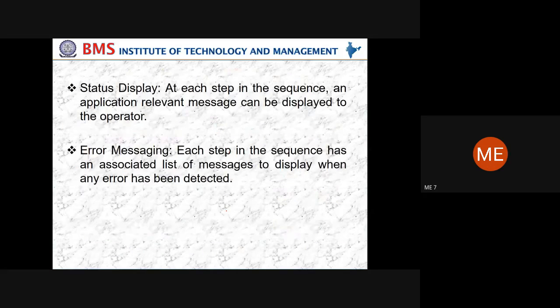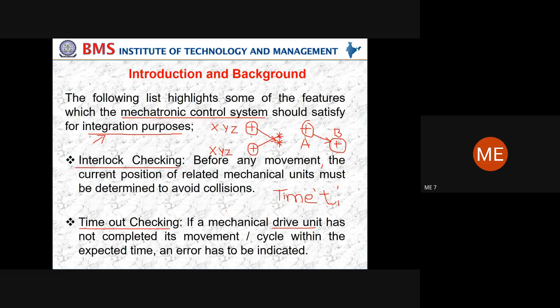Status display. For each of the operations, there should be a relevant display to the operator indicating the type of operation being undergone. Then error messaging during each step. If any error comes, those error messages should be told to the operator. These four features are required in order to satisfy the mechatronic control system for the purpose of integration.